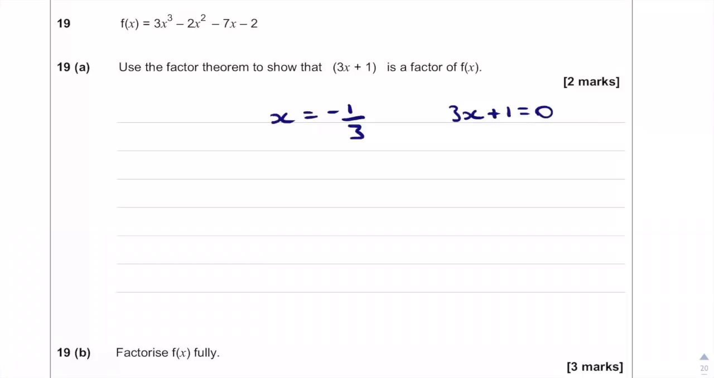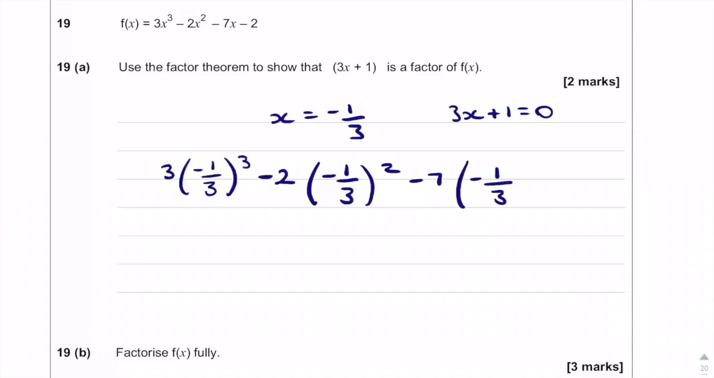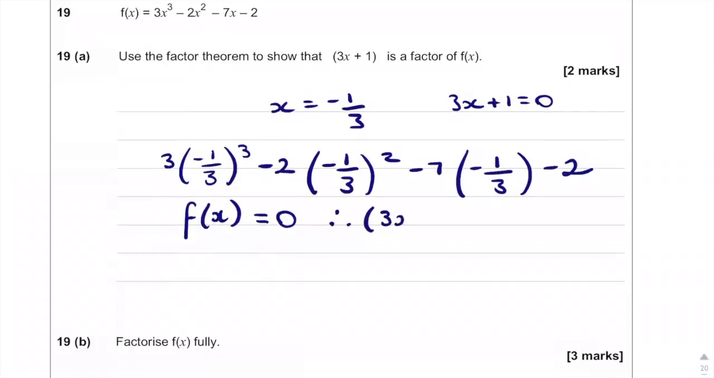And if f of x ends up equaling 0, i.e. where the curve crosses the x-axis, then we know that 3x plus 1 must be a factor. So if we substitute x equals minus 1/3 into f of x, we get 3 multiplied by minus 1/3 all cubed, minus 2 multiplied by minus 1/3 all squared, minus 7 multiplied by minus 1/3 minus 2. So if we type this into our calculator, I end up getting an answer of 0. So I can say f of x equals 0. Therefore, 3x plus 1 is a factor of f of x.